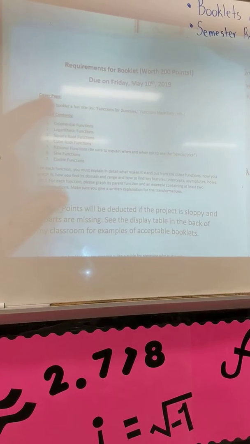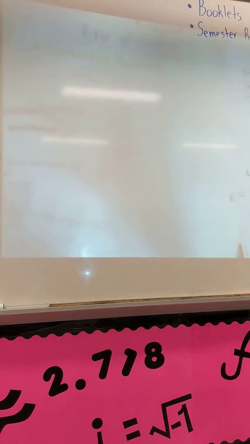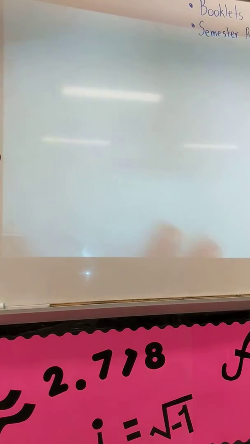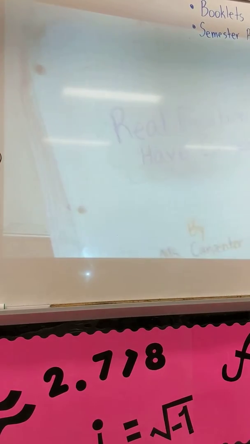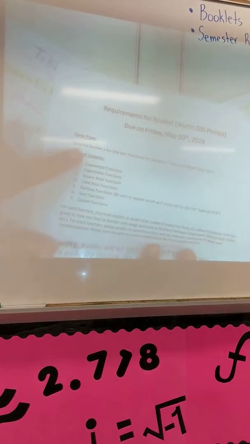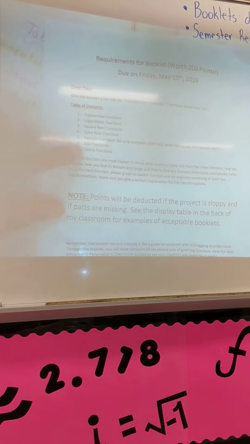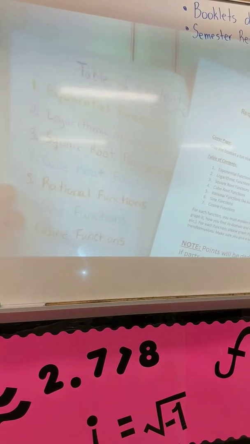And it says the cover page, you have to give it a fun title. So my fun title is Real Functions Have Curves. The next thing you needed on the rubric is a table of contents. Ta-da! So I have my table of contents.